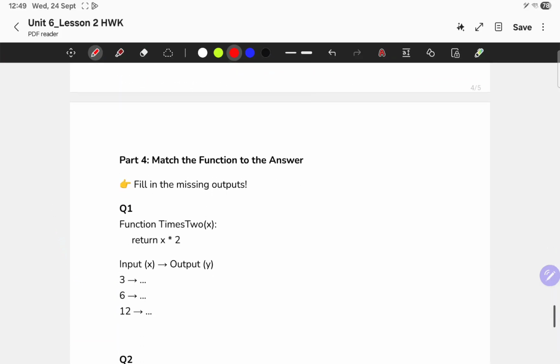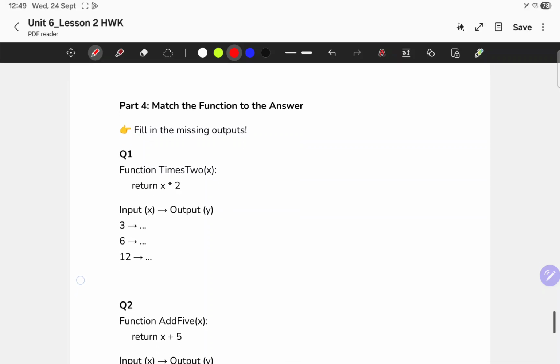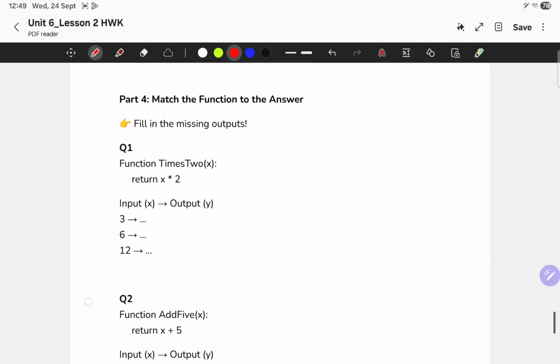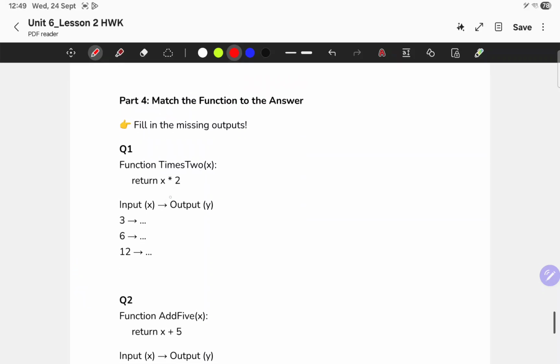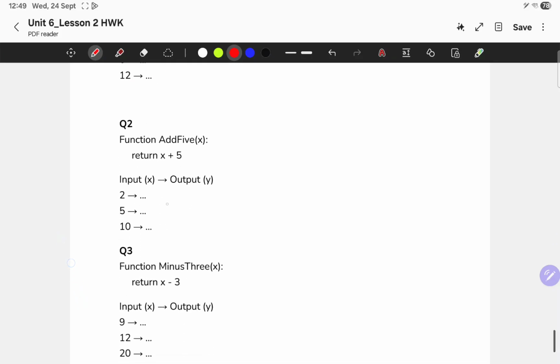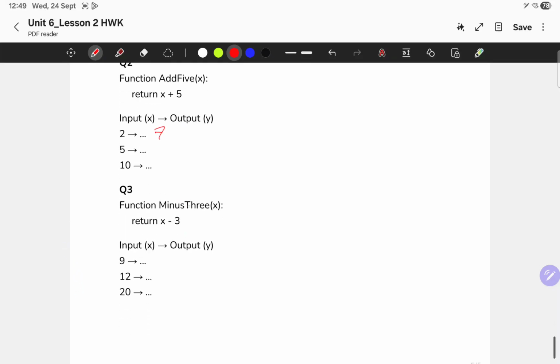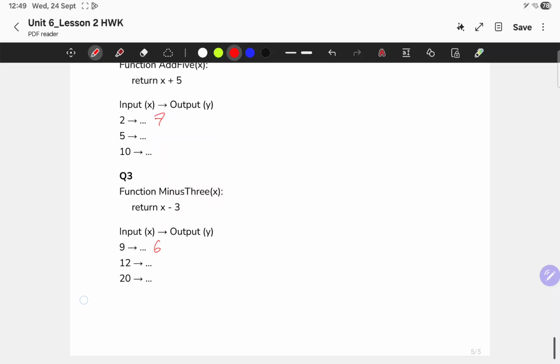Good. Now, part 4, match the function to the answer. Okay, this is going to be pretty easy too. So if we put in 3, we times it by 2. Okay, 6. This will be quite easy. This will be quite easy too. Now, add 5. This is also quite easy. This will be 7, and you can work out the rest. Minus 3, 6, and these are quite easy, right?